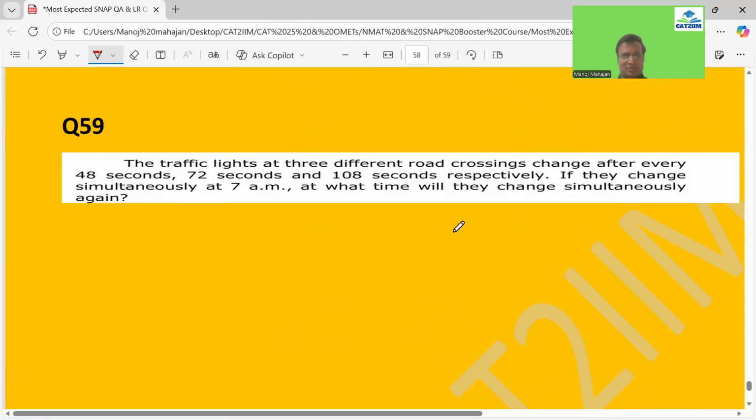Okay, traffic lights. So we have done something similar in this session only. So the first thing you do is you take out the LCM of these numbers, right? For LCM, you go for the higher power. So what do I have is 2 to the power of 4 into 3, 48 I'm writing. This is 2 cube into 3 square. This is 2 square into 3 cube. Correct? I'm just factorizing it, right? So the LCM is 2 to the power of 4 and 3 to the power of 3. This is the LCM we have.